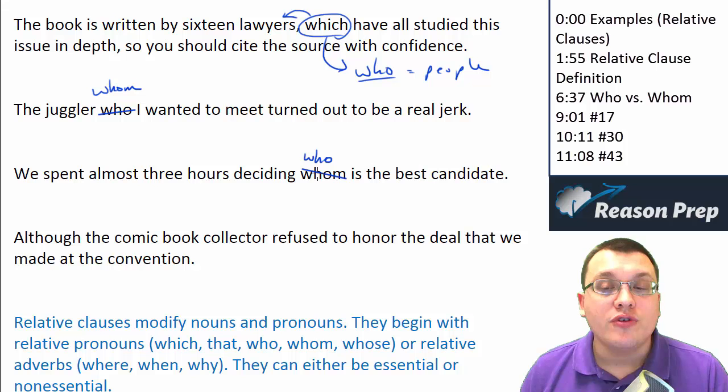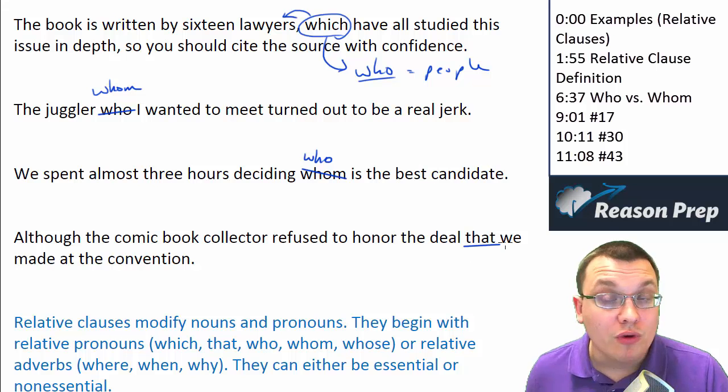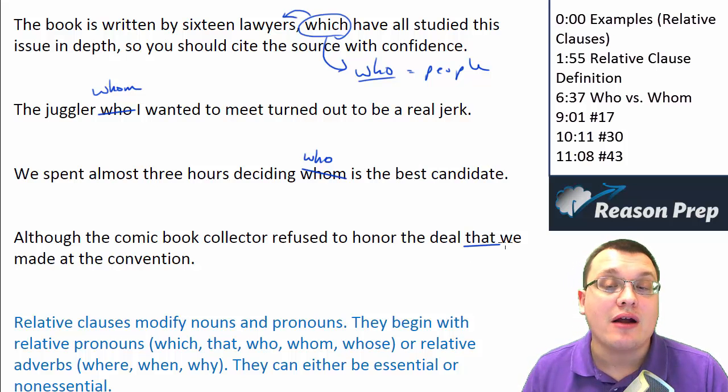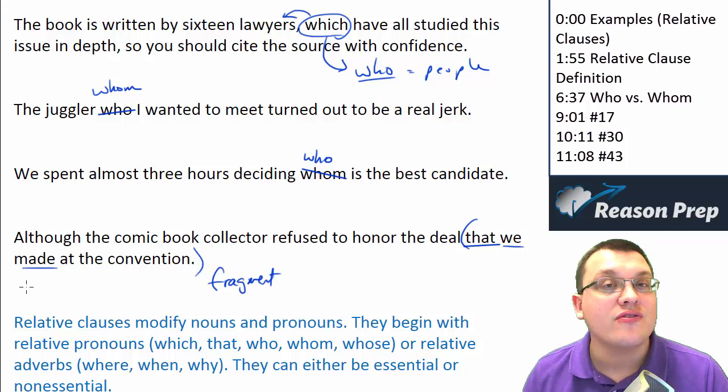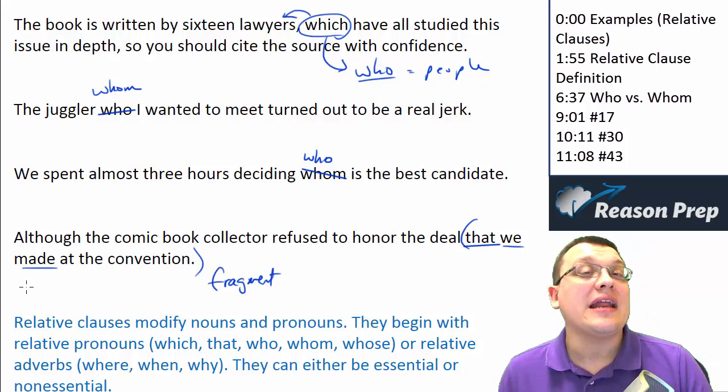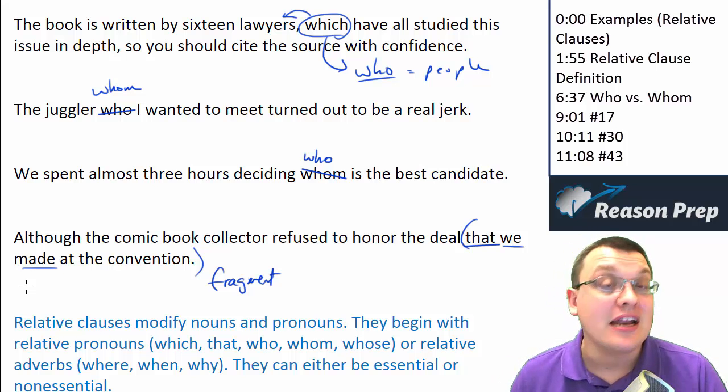Although the comic book collector refused to honor the deal that we made at the convention. Notice we've got what we'll define in a second as a relative pronoun here, that, but we actually have a fragment here. This is not a complete sentence. What we could do is, although the comic book collector refused to honor the deal that we made at the convention, we can either get rid of the although, our subordinating conjunction, or we can add a comma and complete the sentence. The point is, as written, it's a fragment, even though we have this clause here with this noun and this verb, we made, it's still dependent on an independent clause.